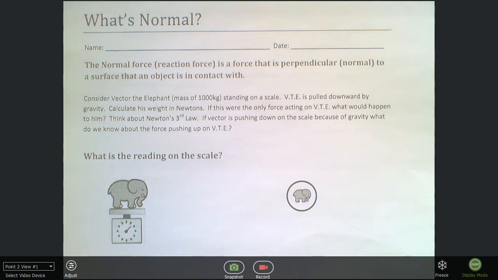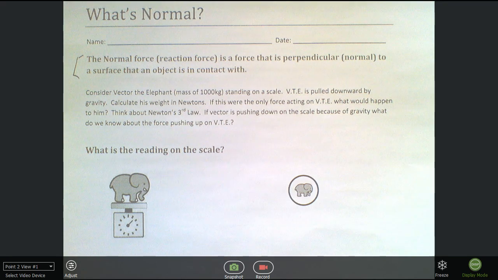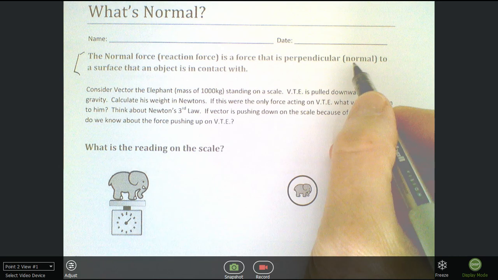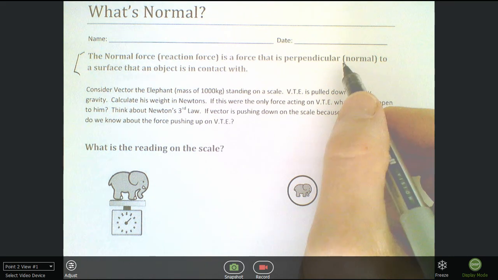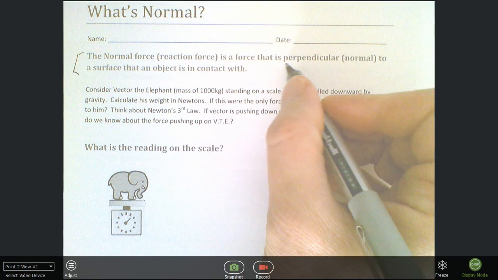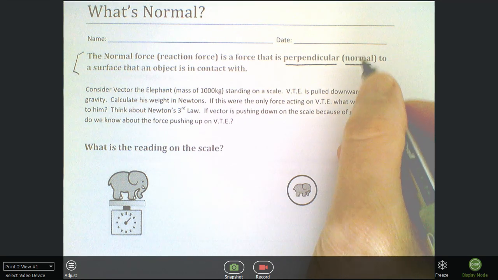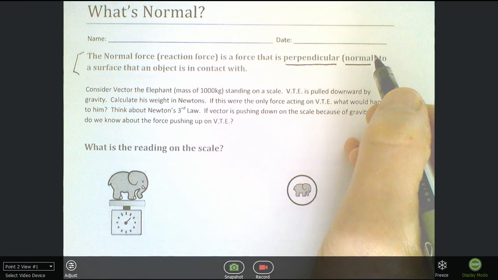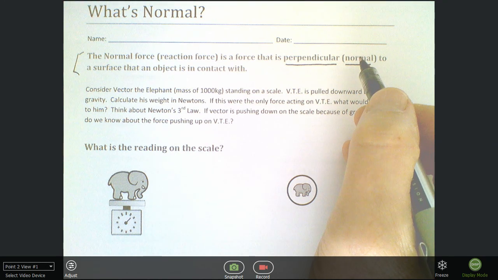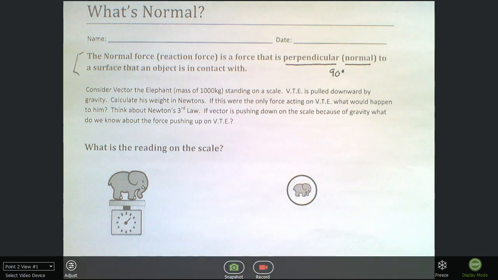So you've got your lesson sheet out, and what you'll see at the very top here says, the normal force is a reaction force, and it's perpendicular, and that's where the word normal comes from. It's not normal because it's just a normal force, although it does exist everywhere. The reason it's called normal is because of the word perpendicular. So an angle that is normal, or an object that is normal to something else, means that it is at a right angle to it, or 90 degrees. And that's what the word perpendicular and normal means. So it's a 90-degree contact force.